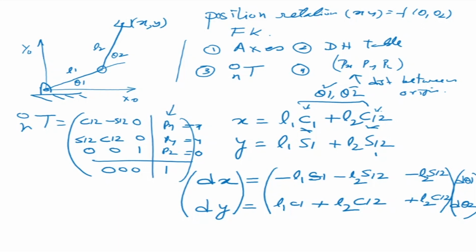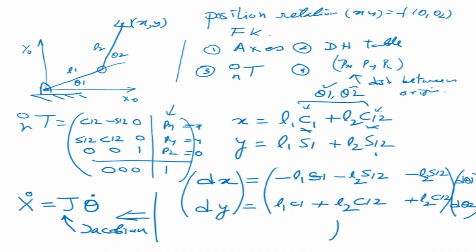So in short I can write this as x dot is equal to J times theta dot, and this J is called the Jacobian. So this is called the Jacobian matrix. This 2 by 2 matrix is called the Jacobian.